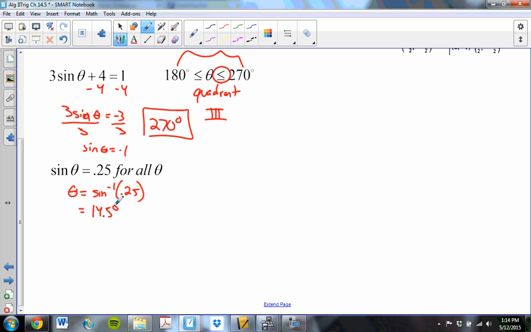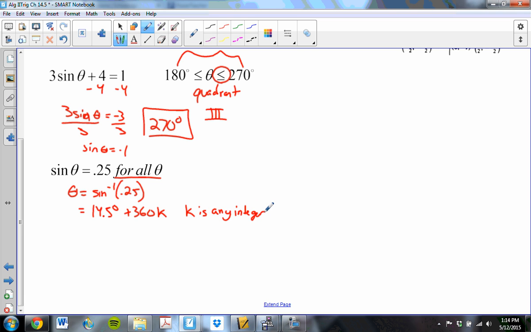I have to do this for every possible theta. So that means it could be 14.5, or I could go around a circle and be at 374.5, or go around another circle and be at 1134.5, and I can keep adding on 360s and 360s and 360s, and keep going around by as many circles as I want. So the way that we show that is we use our trusty little letter K. We do 14.5 degrees plus 360k, where k is any whole number, or any integer.